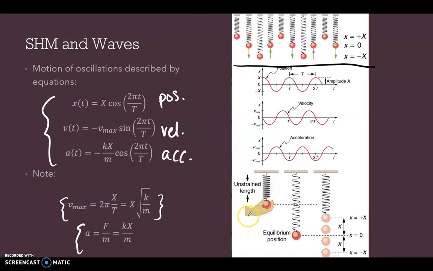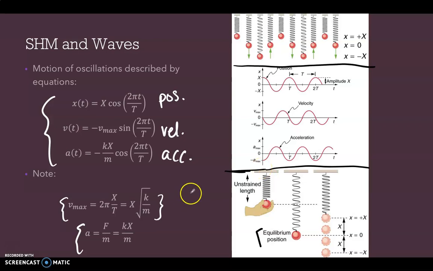So let's look at this first part. We're going to look all the way down at the bottom here. In this middle part we have a mass on a spring, and this is its equilibrium position. This means at rest, how the spring wants to naturally sit. That's how I think of equilibrium positions: what does it want to be, kind of in balance?